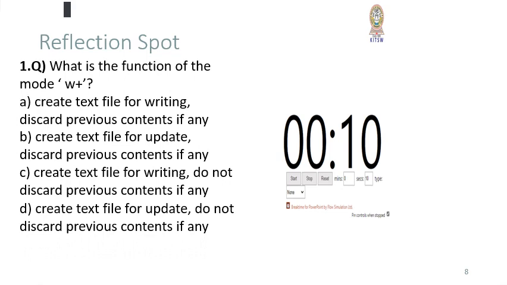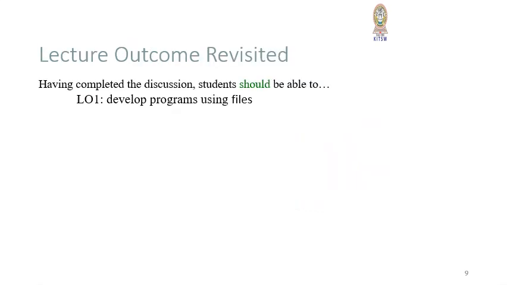Let us see a small query. What is the function of mode w plus? These are the options for the meaning of w plus. Pause your video and try to answer this question. Let us see the answer, students. The answer is B. It creates a text file for update and discards whatever previous contents are there, and it writes the new contents. If your answer is correct, go to the next slide. Otherwise, go through the video once again.